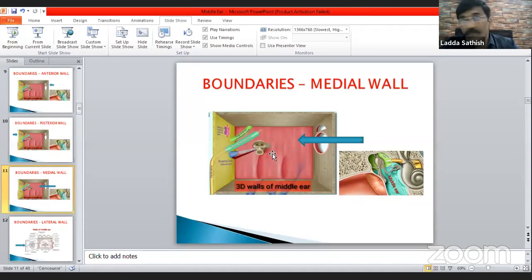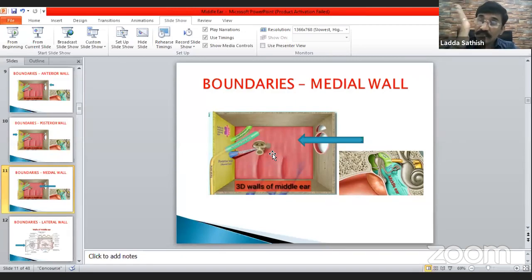Fenestra vestibuli is a window which is of oval shape, whereas there is one more window which is of round shape, and it is known as the fenestra cochleae. So the window which is of oval shape is the fenestra vestibuli, and the window which is of round shape is the fenestra cochleae. Now why are these windows there?